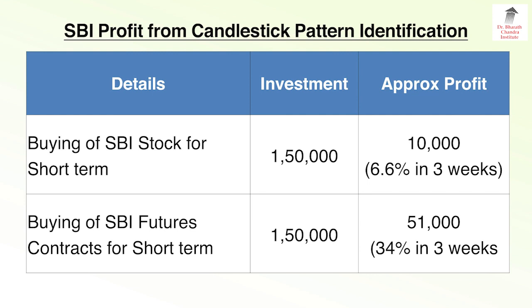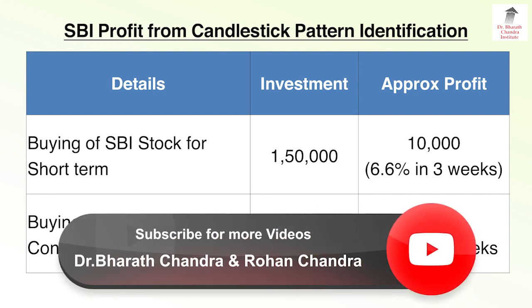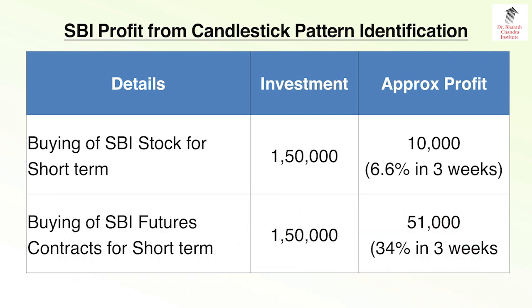Buying SBI futures contracts for the short term, because it's a leverage product and you're buying a lot size, the investment is 1,50,000, and the approximate profit is 51,000, 34% in 3 weeks time.